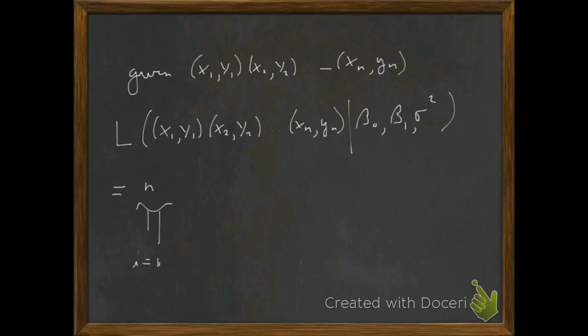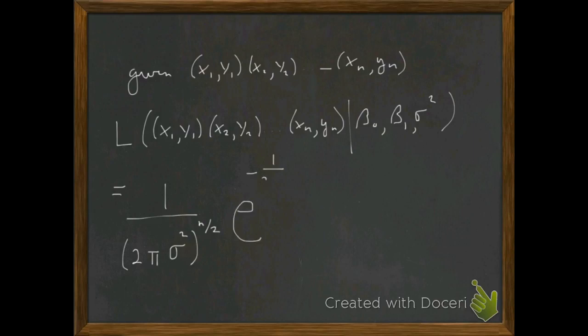and I've already given you this. I'll tell you what, I've already given this to you, I'm just going to go ahead and simplify, give you the simplified form. So that would be 1 over 2 pi sigma squared to the n over 2, e to the minus 1 over 2 sigma squared times the sum of y. All right.